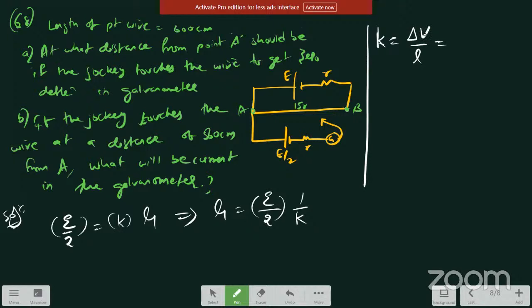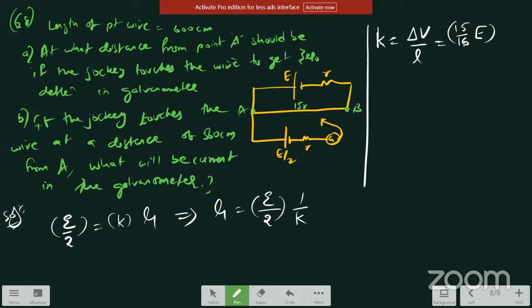Okay, delta V. I have to find that only, right? So this requires attention. I will write it this way: E into 15 by 16. This is the delta V. I have written it directly. 15 by 16 E is the delta V across the points A and B.